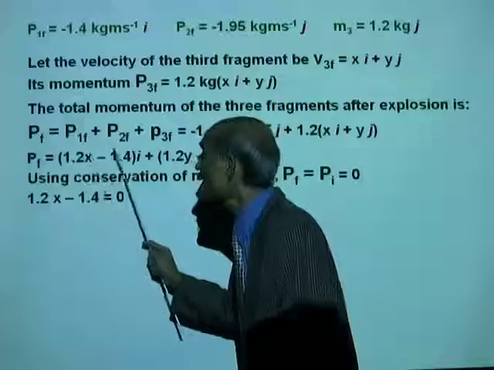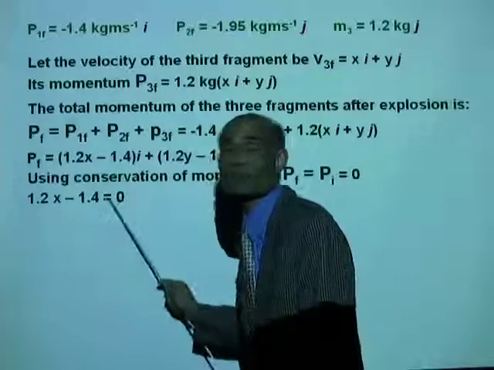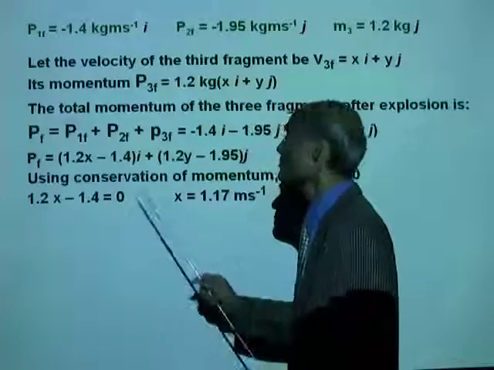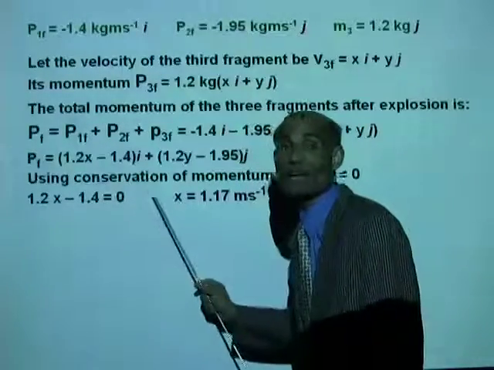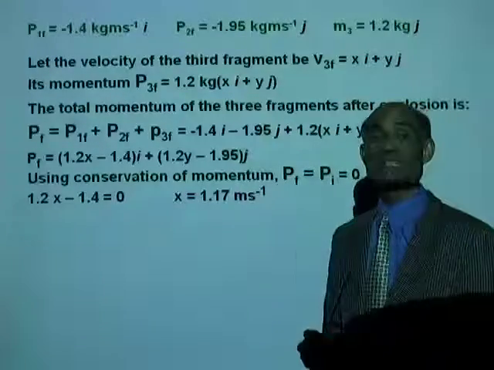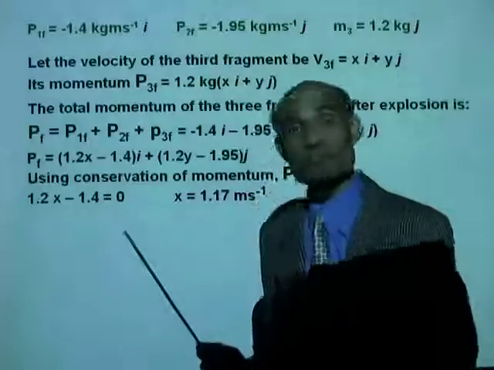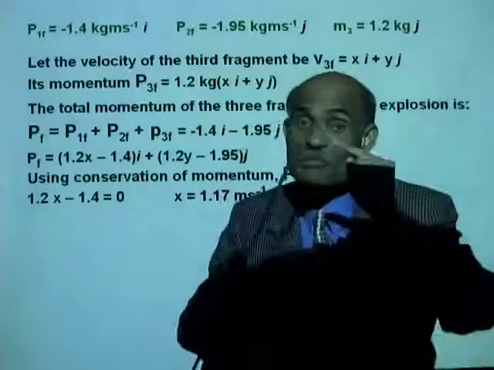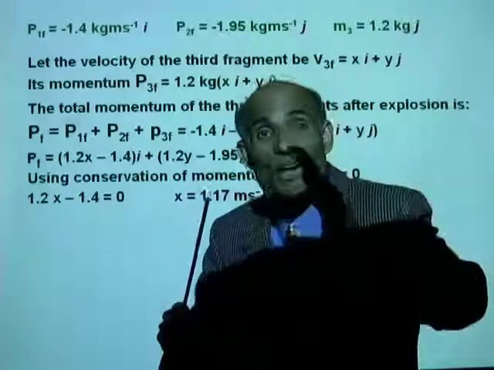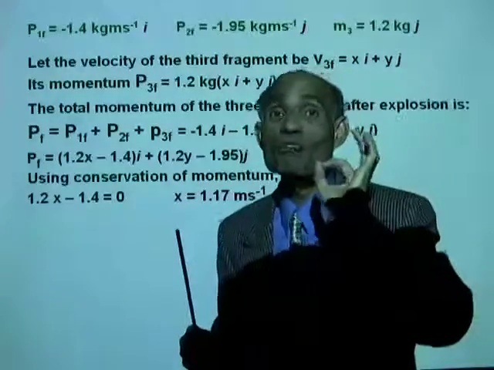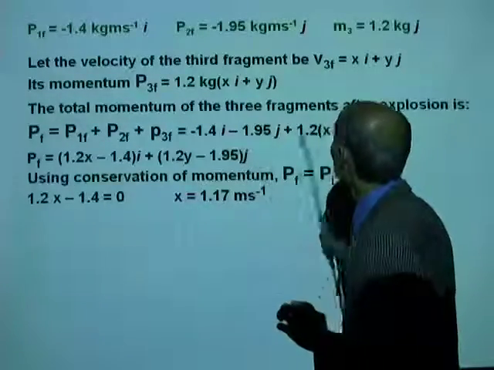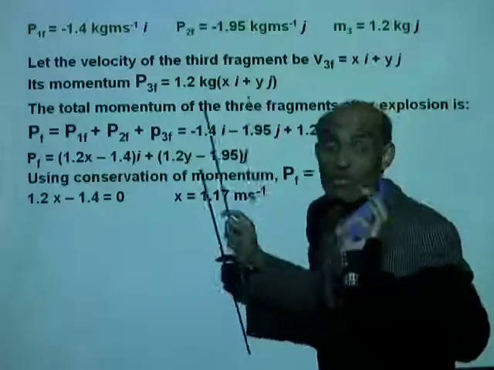So we first take the x component and set it equal to 0. 1.2x minus 1.4 equals 0. Solving that for x gives me x equal to 1.17 meter per second. What does x represent? x represents the x component of the velocity of the third fragment. We are looking for v3f, this v3f. And this 1.17 is the x component of that velocity.